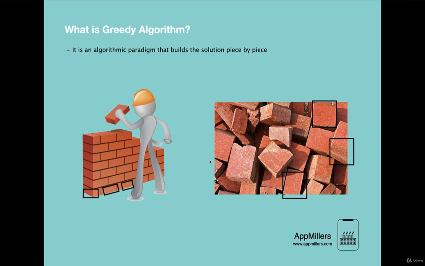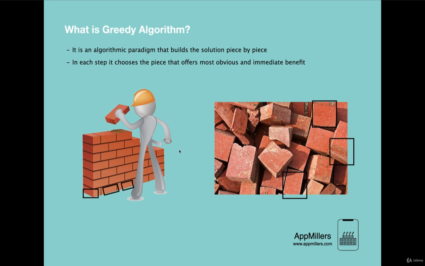The next important property of greedy algorithm is it chooses the next piece that offers the most obvious and immediate benefit. So it's similar to our example here. In each step we are taking the best brick at that time and placing it in our wall. In the second step we are selecting the best brick among the ones that are left. So it means that in each step we are selecting the best option. So this offers us immediate and obvious benefit.